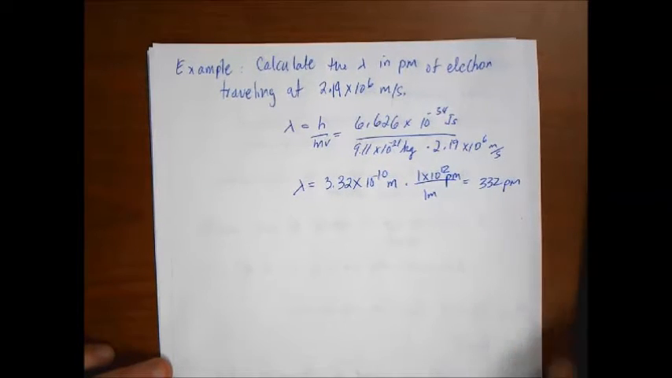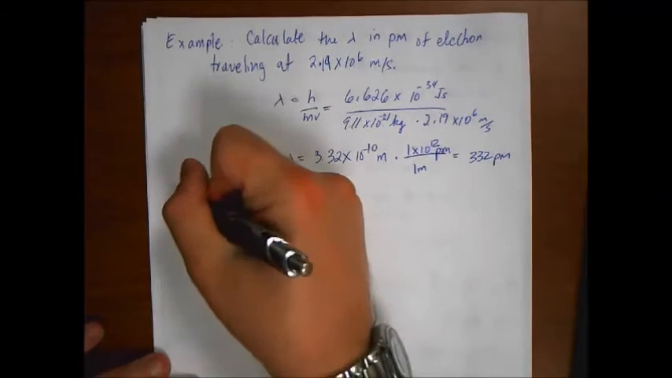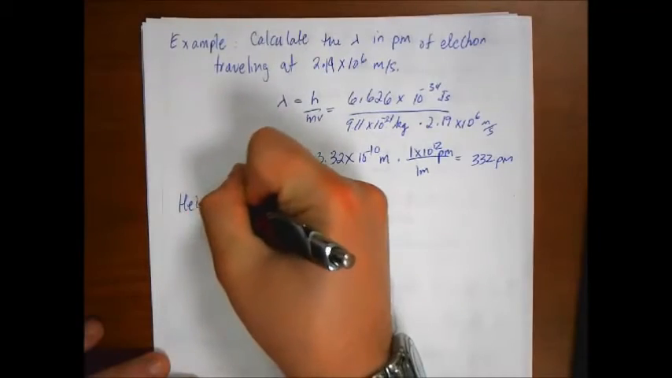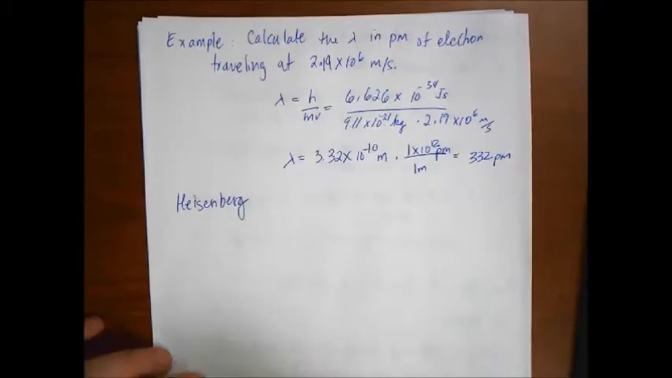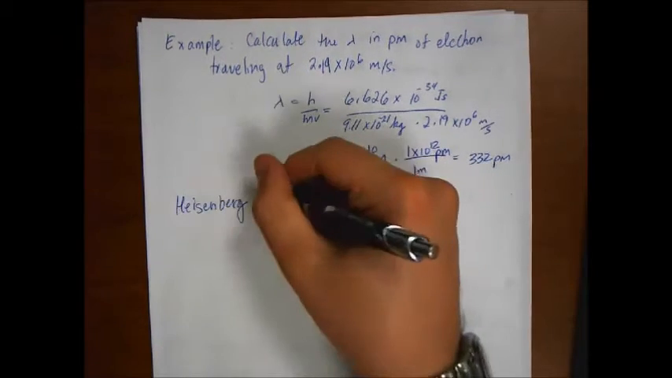Okay, so this takes care of de Broglie. Now we're going to move on to the Heisenberg uncertainty principle. Heisenberg was the next guy to come along, and if you thought de Broglie was kind of weird, Heisenberg is even a little bit weirder.